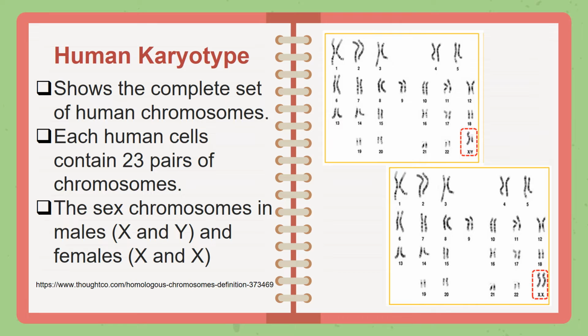Next is human karyotype. So a karyotype shows the complete set of human chromosomes. Each human cell contains 23 pairs of chromosomes. The sex chromosomes in males are the X and Y, and for females, the X and X. So these are the examples of karyotype for male and female.